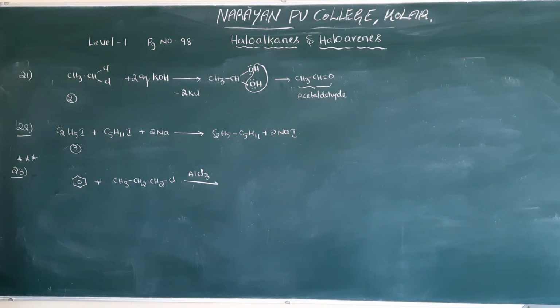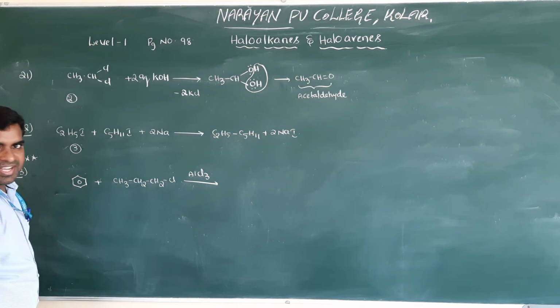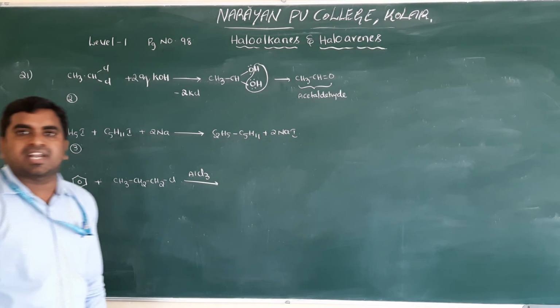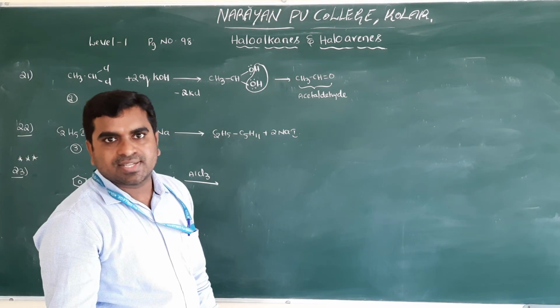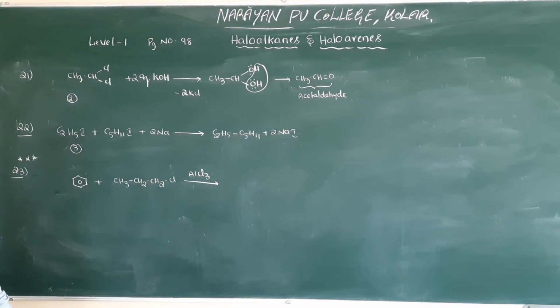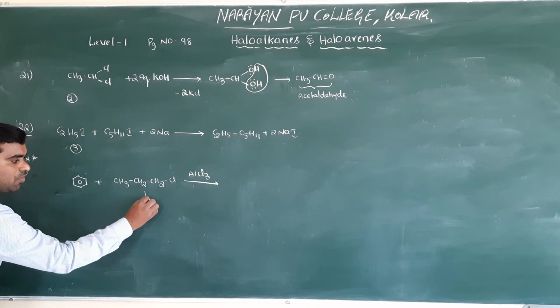What is the product they are asking? Yeah. So you know that it is a Friedel-Crafts alkylation. What is the intermediate here? Carbocation is the intermediate. We have already studied in the first year. What is the carbocation that will be formed here?